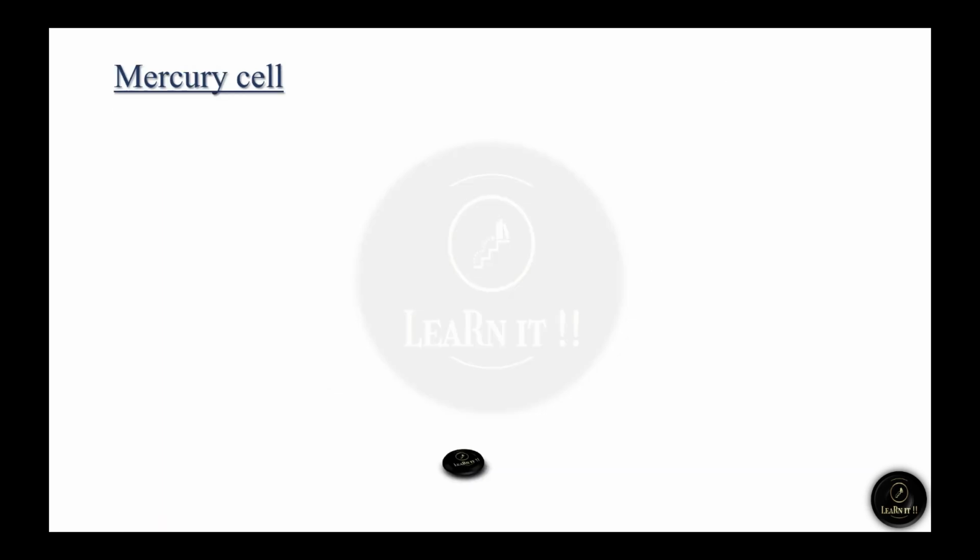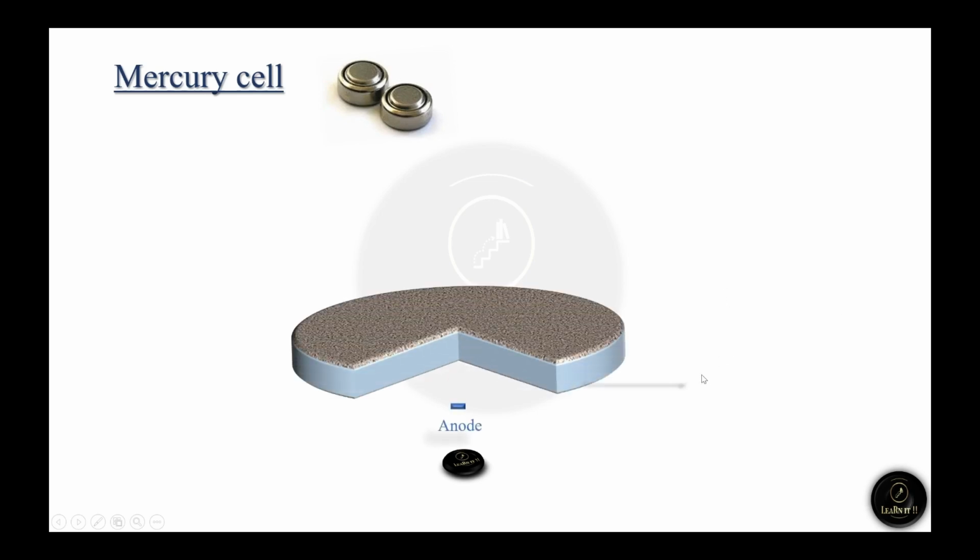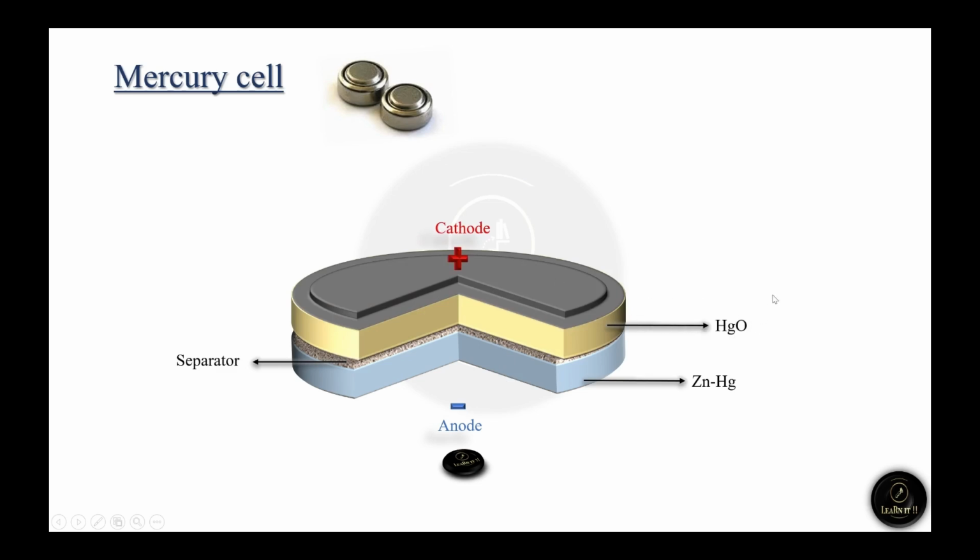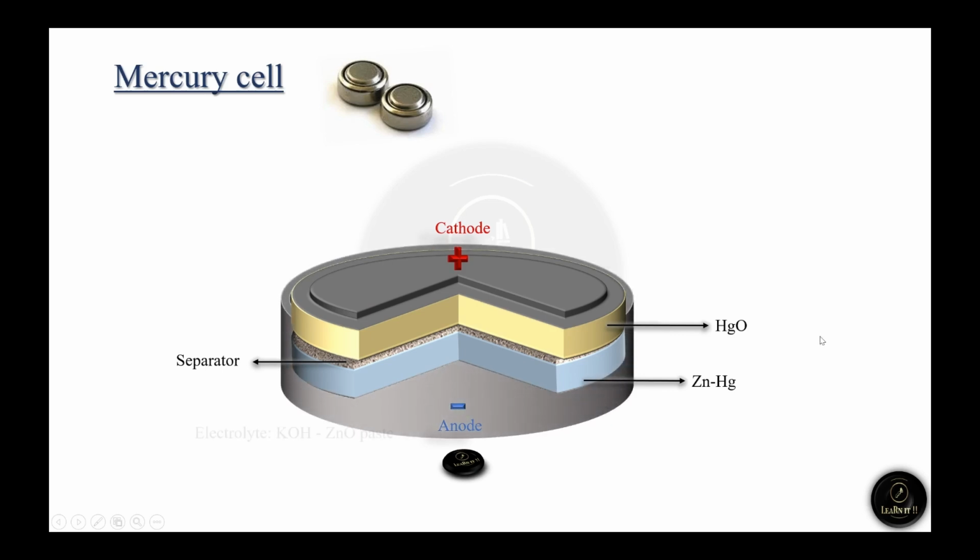Another important type of primary battery that we use in toys and watches is mercury cell. We know the upper part is positively charged, the down part is negatively charged. With respect to construction, the negatively charged part is made up of zinc amalgam, upon which there is a layer of separator which separates the anode from cathode. The cathode is made up of mercuric oxide. Both anode, cathode and separator are surrounded by a layer of paste made up of potassium hydroxide and zinc oxide, which act as electrolyte.